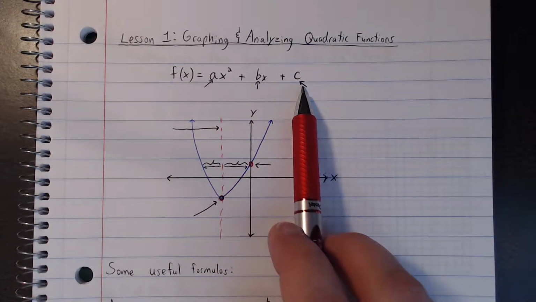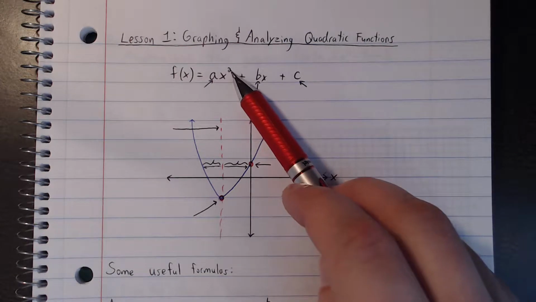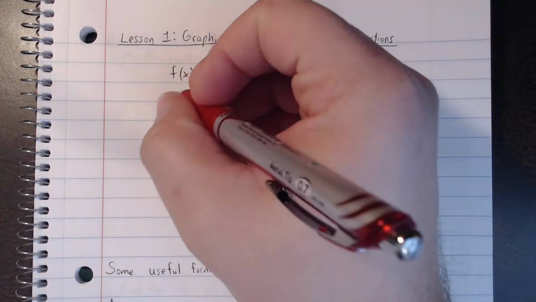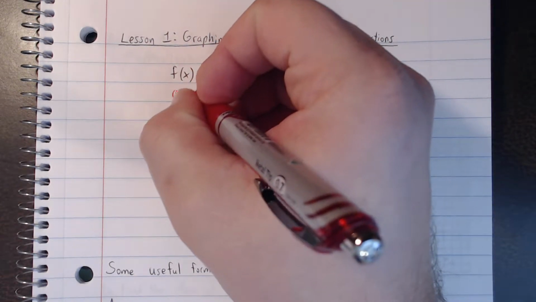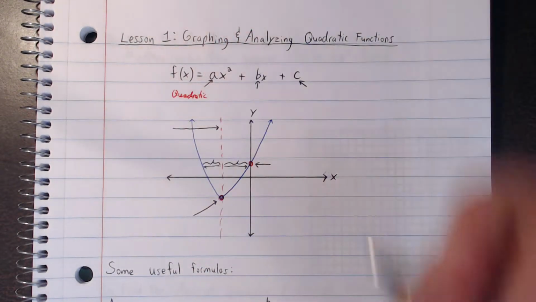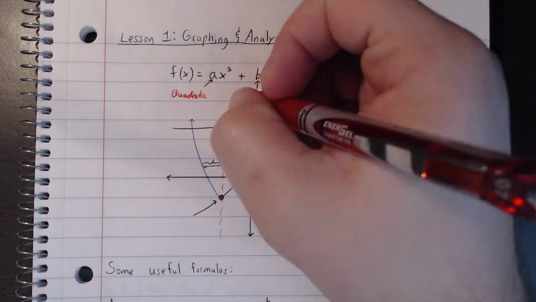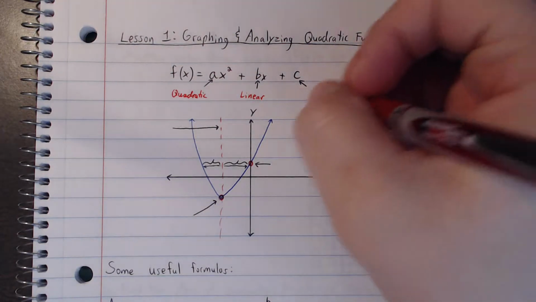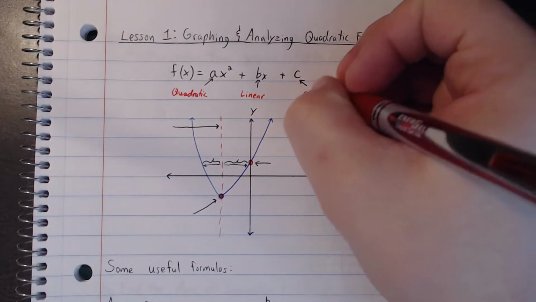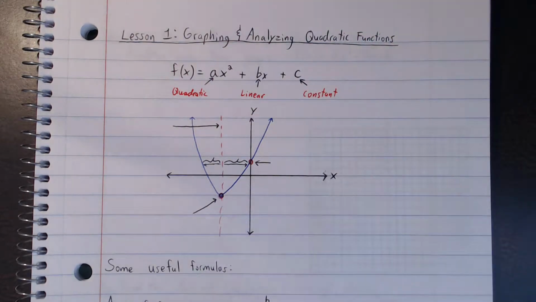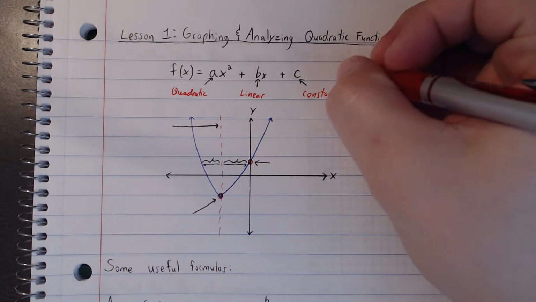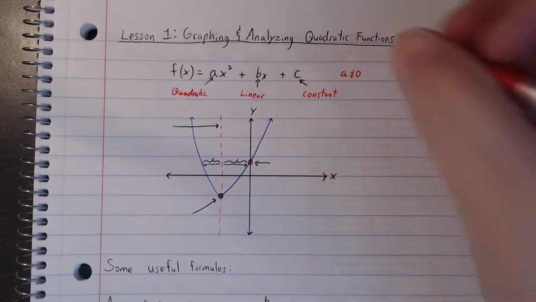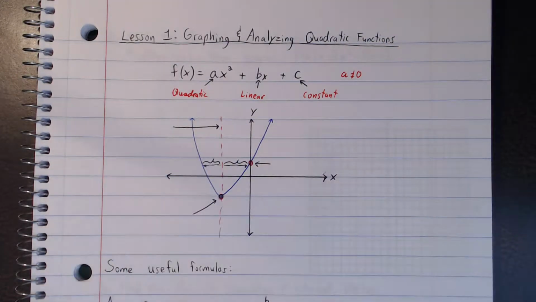What makes this function a quadratic is the fact that we have x to a second power. Our first term is called our quadratic term. Our b term we refer to as the linear term, and our c we consider to be our constant. There is one thing that we got to be sure of here though. We can't have a equaling 0, because if we did, we would be eliminating the quadratic term. We'd no longer have a quadratic function. It'd just be plain linear.